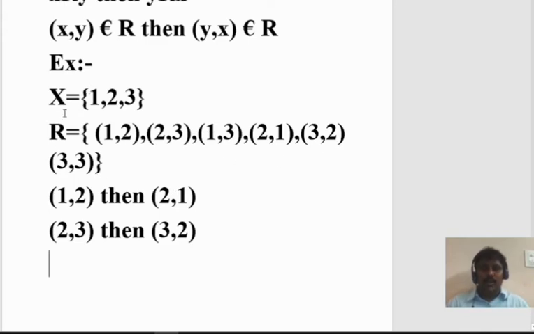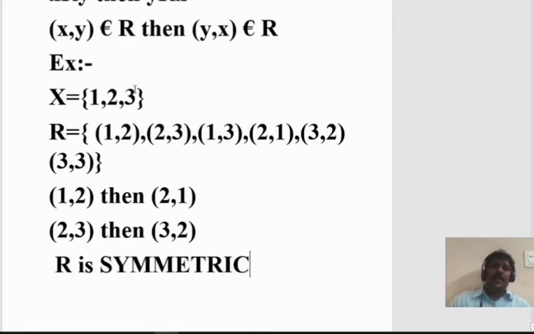For the elements 1, 2, 3, have all the elements been covered? I have fixed 1, 2 and I have fixed 2, 3, so all three elements are covered. No need to see the other elements, because I have covered (1, 2) and (2, 3). That's enough, we do not have to check the other elements, because all three elements are covered. Therefore R is symmetric.